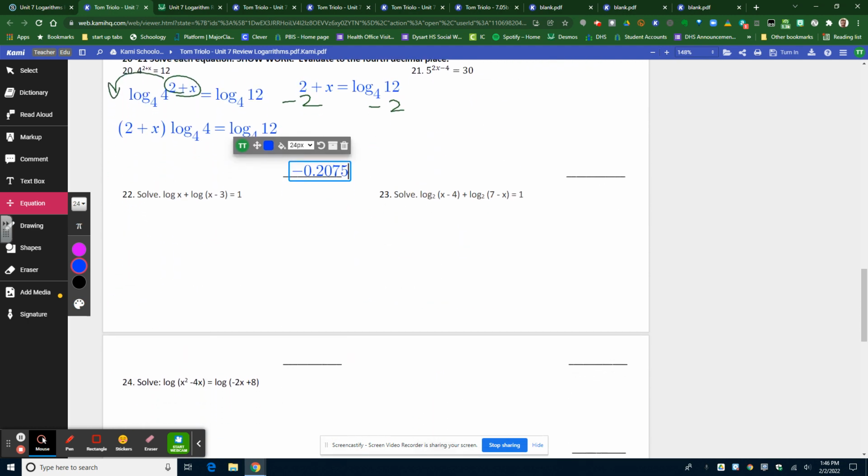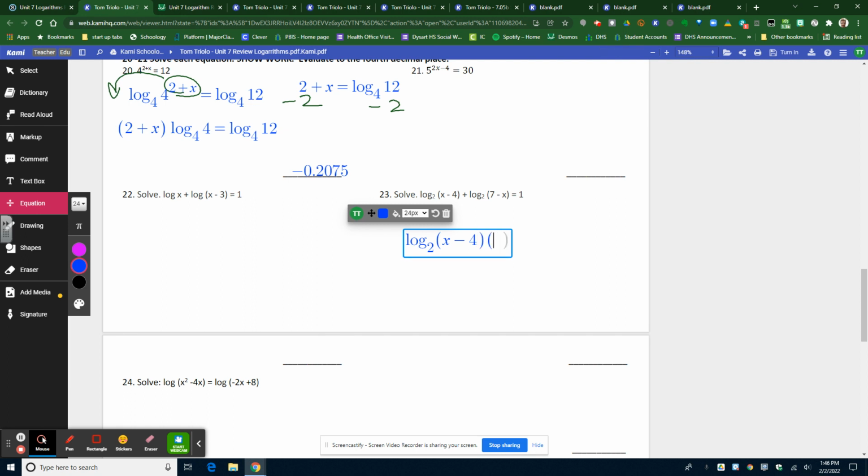Product rule. So log base 2. We're going to multiply these two things. Okay? This is a good choice, Caleb. Good thing we went over this one. Everybody say thank you, Caleb. There you go. That was almost heartfelt. All right. Multiplied by 7 minus x.